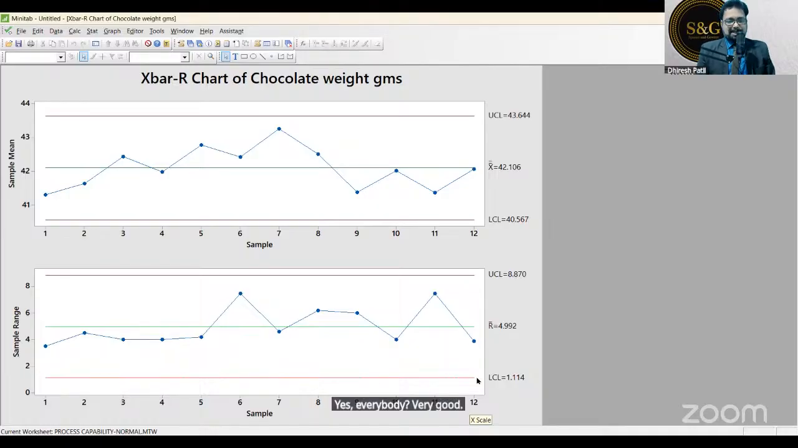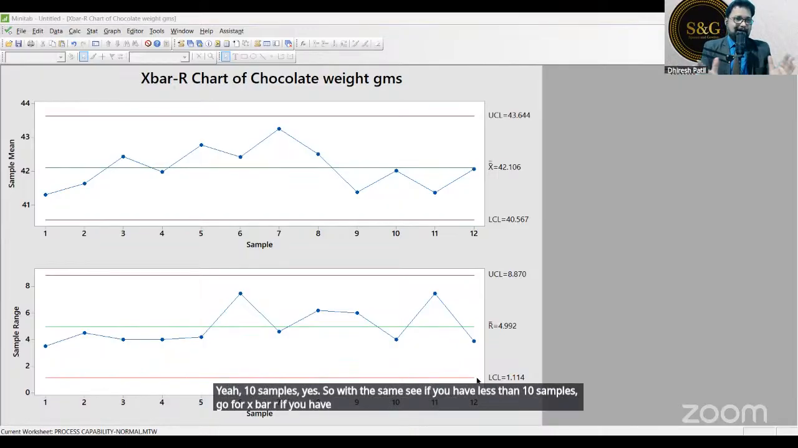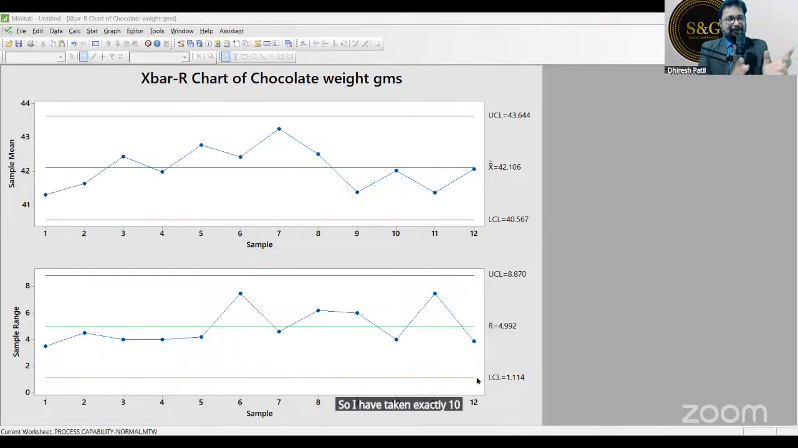Yes, 10 samples. If you have less than 10 samples, go for X bar R. If you have more than 10 samples, go for X bar S. I have taken exactly 10, so I can do both X bar R and X bar S. Generally, X bar S is more preferred. Now coming back to this.